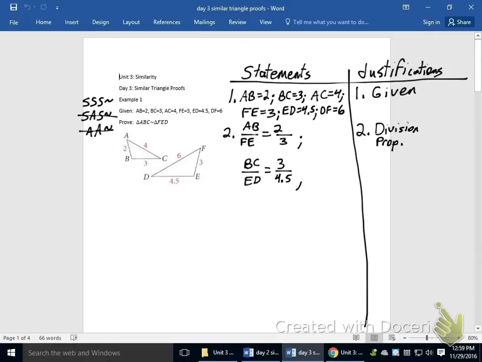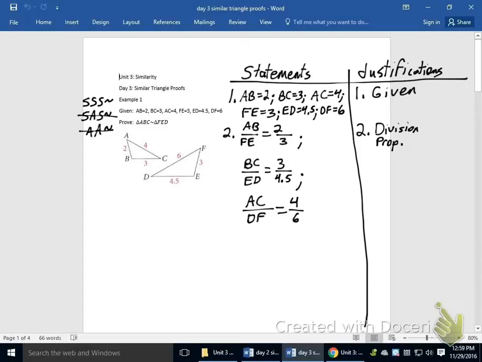This is actually part of statement 2 again. I'm going to do the same process for the equation AC equals 4. On both sides, I'm dividing by the same thing, which for AC, since it's the longest side, is DF, which is 6. And I've done all that with the division property.